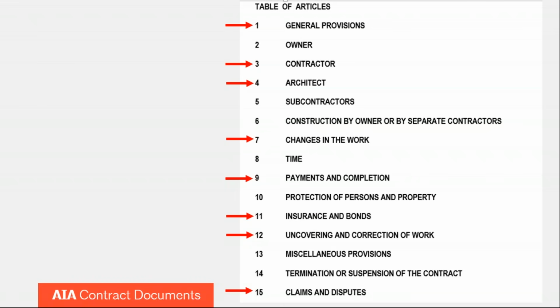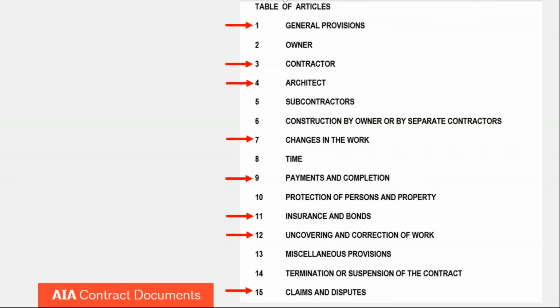I will talk about payments and completion. I'm going to talk about insurance. I'm definitely going to be talking about correction of work a little bit. I'm not going to be talking about very important things like construction by the owner or by separate contractors. I'm not going to talk a lot about protection of persons and property, those kinds of things.